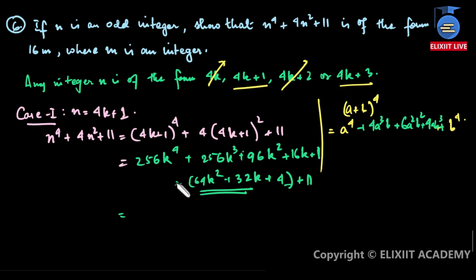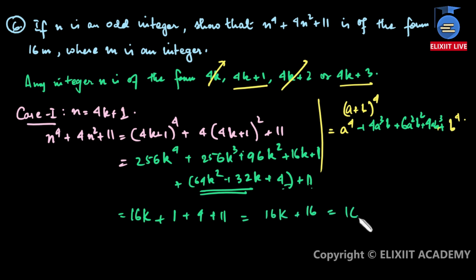Okay, ultimately what you have is basically 16k. 16k from here, and this is also 16k, a multiple of 16. 11 plus 4 is 15, and plus 1 over here is 16, plus 16k. Ultimately you have a multiple of 16 only, right? 16k plus 1 plus 4 plus 11 is ultimately 16k plus 16, which is 16 into (k plus 1), which is 16m, where m is k plus 1, a multiple of 16. So similarly, you prove case 2, 4k plus 3 also; you will get the same logic.